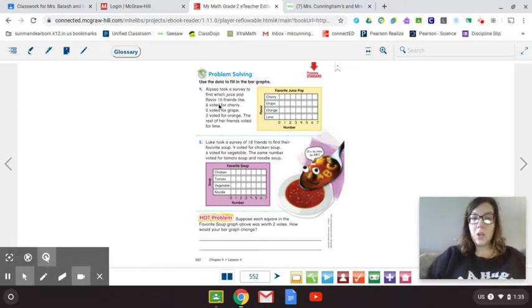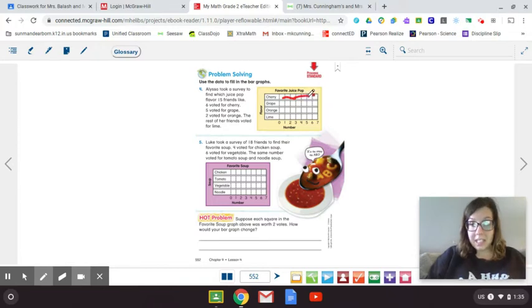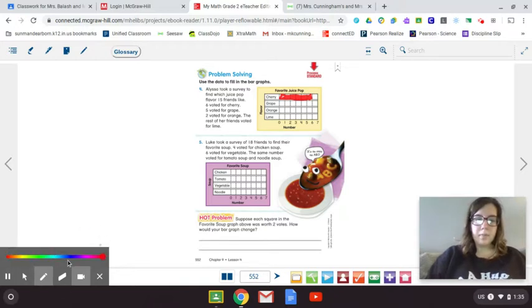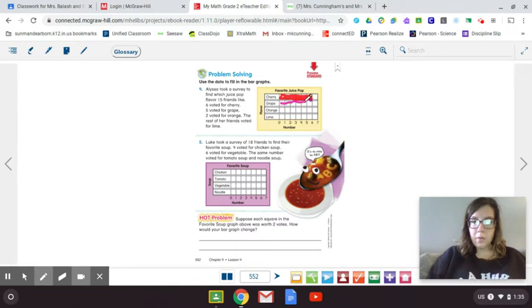All right, so let's go ahead and fill in the information that we know. So we know that 6 people liked cherry. I'm going to go here, and I'm going to get my red for cherry, and I'm going to color in 6 boxes. So 1, 2, 3, 4, 5, 6. Five voted for grape. So 1, 2, 3, 4, 5.